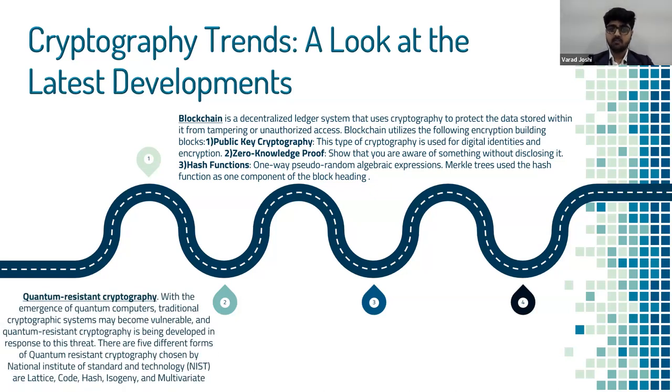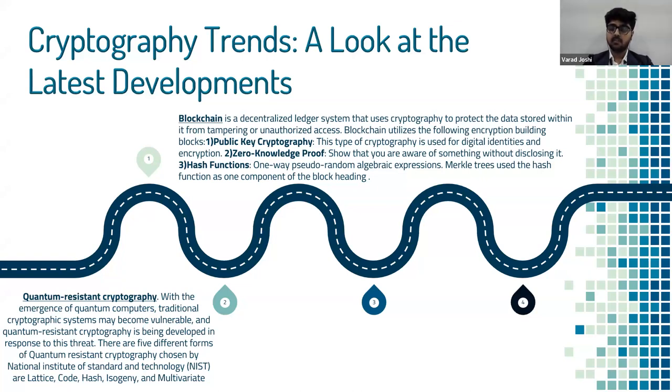Now let's talk about the second, which was quantum resistance cryptography. As we all know, quantum computers are nearly new in our era, so it is really challenging for attackers to attack quantum computers. And this quantum resistance cryptography is used to resist attackers from attacking the computer to tamper with the data.